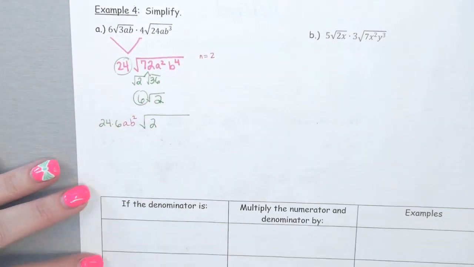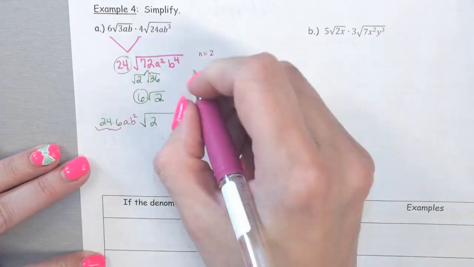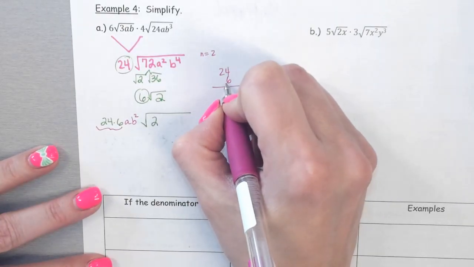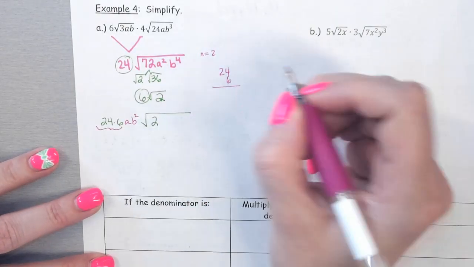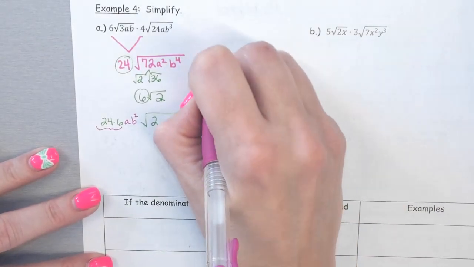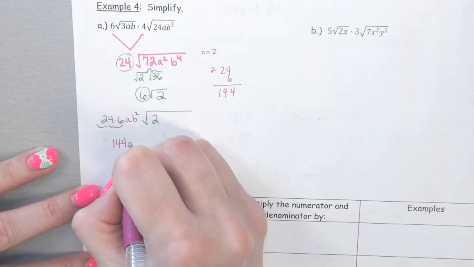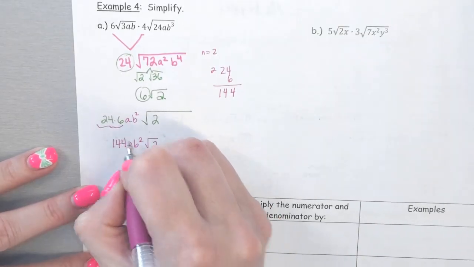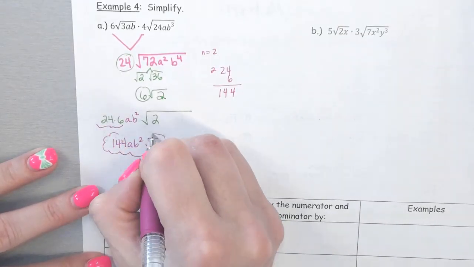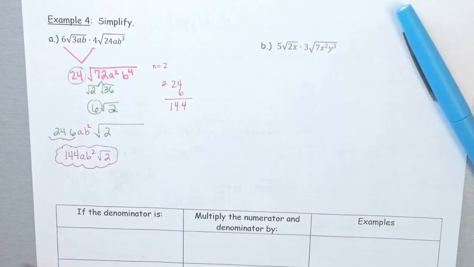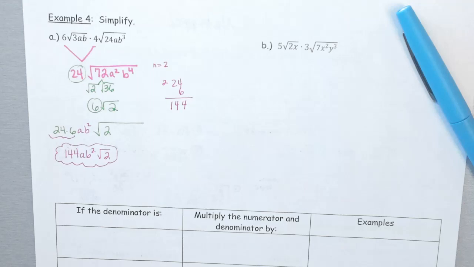So for your final answer, we're going to multiply these together. You can either set up this old school, or you can do 20 times 6 and then 4 times 6. Whichever you like better is fine. So you have 144 a b squared root 2. All right, so using that, will you guys do part B?